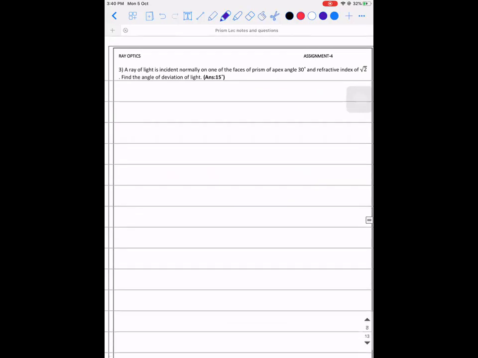Prism is an important concept. Try it out. So there is a ray of light which is incident normally on one of the faces of the prism of apex angle 30 degrees. So what is the meaning of apex angle? It is the angle of prism again. And refractive index root 2. Find the angle of deviation of light. So you guys try it out.